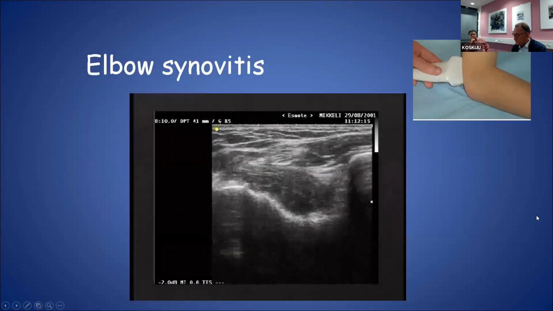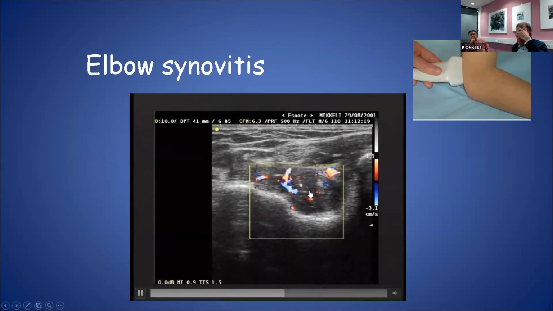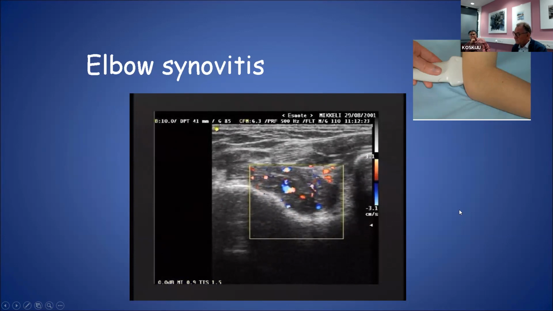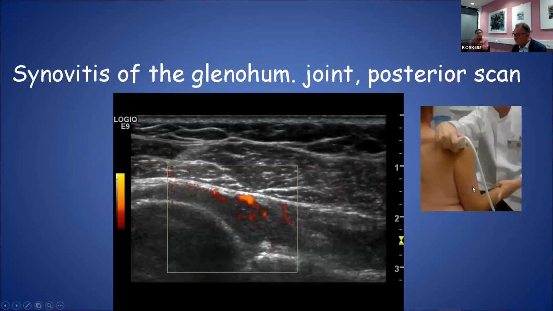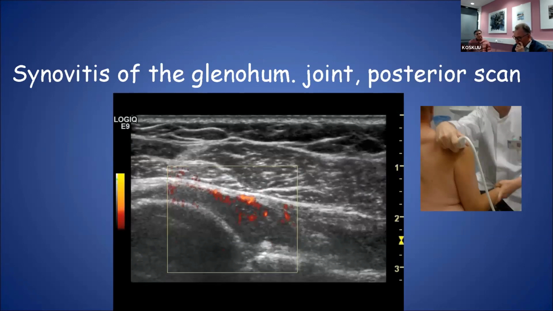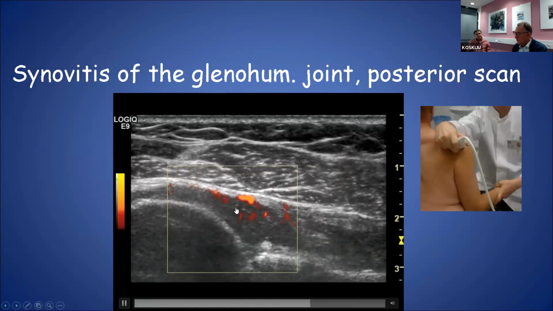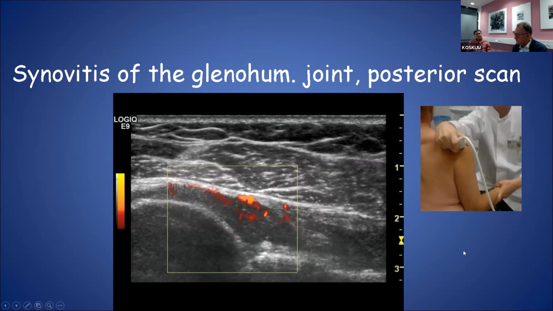Is it elbow synovitis? Just an example, there is proliferation inside with Doppler signal. As you remember, the posterior scanning method is probably the best, the most rapid and very good to show synovitis. Here is the humeroradial joint posterior scan. Usually we see only fluid here, but in this case you see clear proliferation, widening of the joint space with proliferative changes and Doppler signals, confirming a chronic situation.